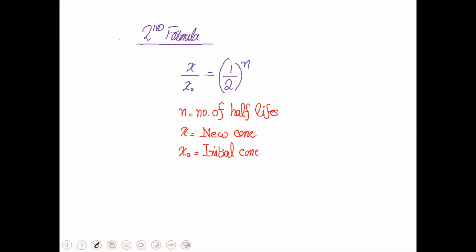Now, the second formula, which is also coming from O-level physics, actually: x upon x naught is equal to half power n, where n is the number of half-lives, and you have to copy this.